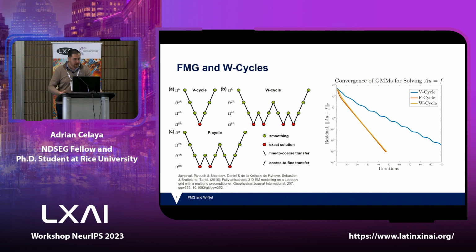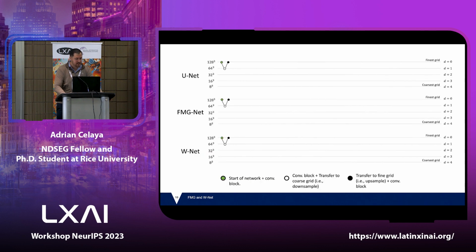The reason we care about these is that they tend to converge faster than their V-cycle counterpart. You can see that in this image on the right, where we plot the number of iterations for these different cycles versus your residual. You can see the FMG, the F or full cycle, and the W cycle tend to converge a lot faster. That was the idea behind this: can we create architectures that mimic this more complicated behavior from the W cycles and F cycles, to produce more accurate segmentations?